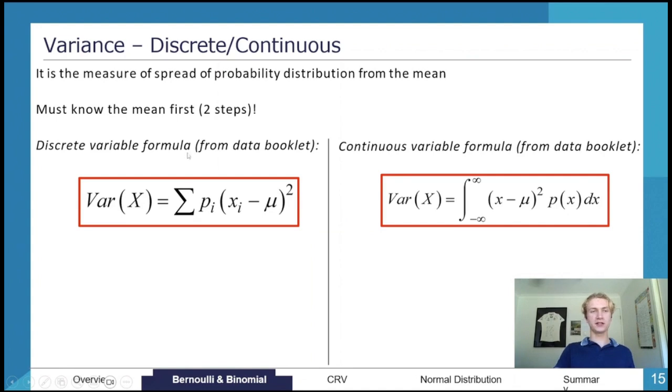Now, what you'll notice, this discrete random formula, is similarly, so this is sigma, it means sum. Similarly, we're actually just adding up the probability times the x value, except we're doing two things. Number one, we're minusing the mean, and we're squaring it, which is interesting.